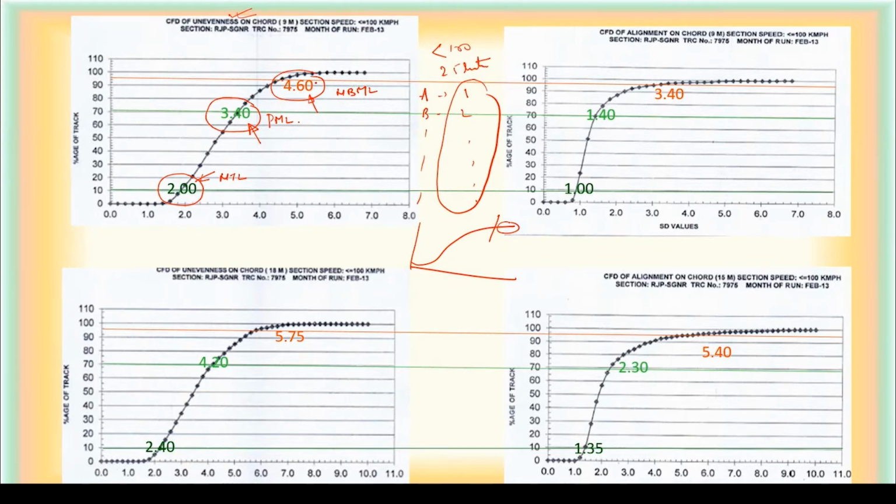So this is, you can see, one sample graph or sample statistical CFD diagram for unevenness. This is for alignment. This is for unevenness on long chord. This was on short chord 9 meter. This is on long chord 18 meter. And similarly, this is alignment on short chord and alignment on long chord. तो इस तरह से एनालिसिस करके अनइवननेस और अलाइनमेंट का स्टैटिस्टिकल एनालिसिस किया गया.